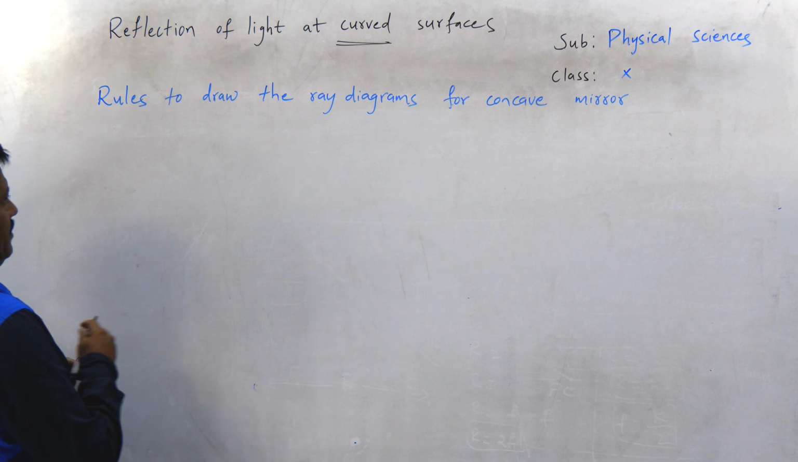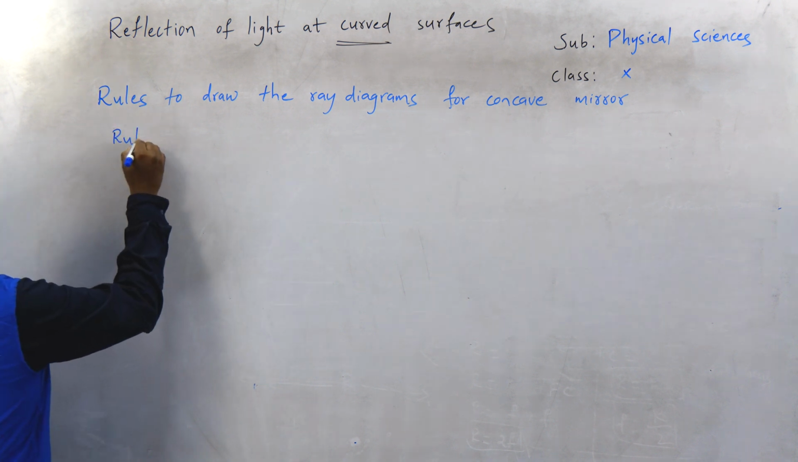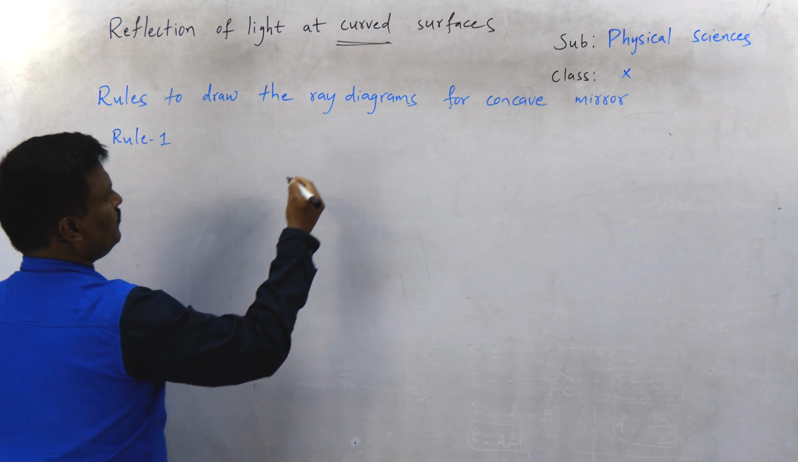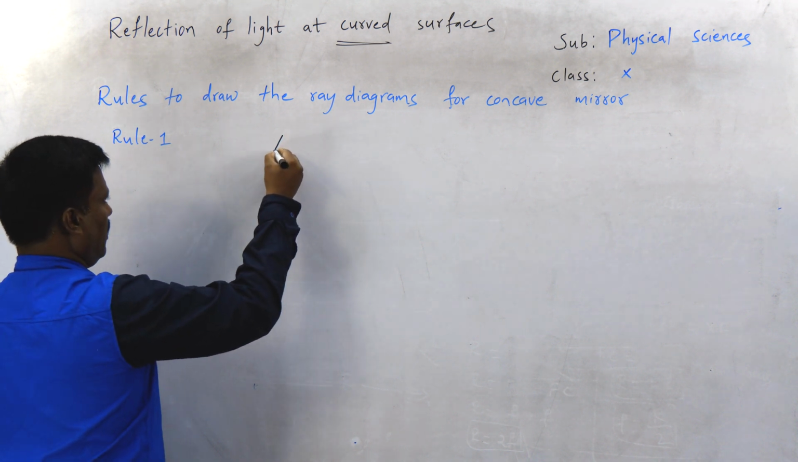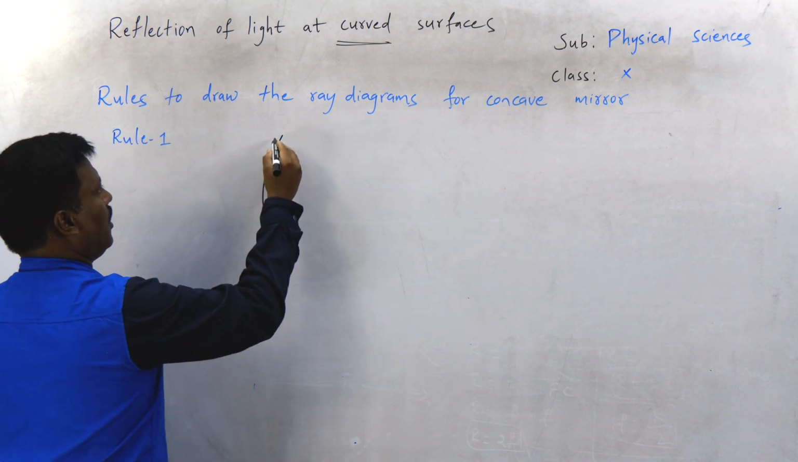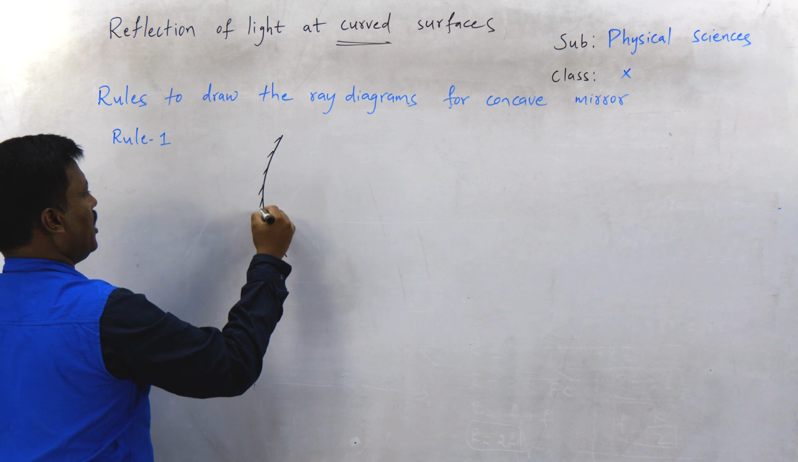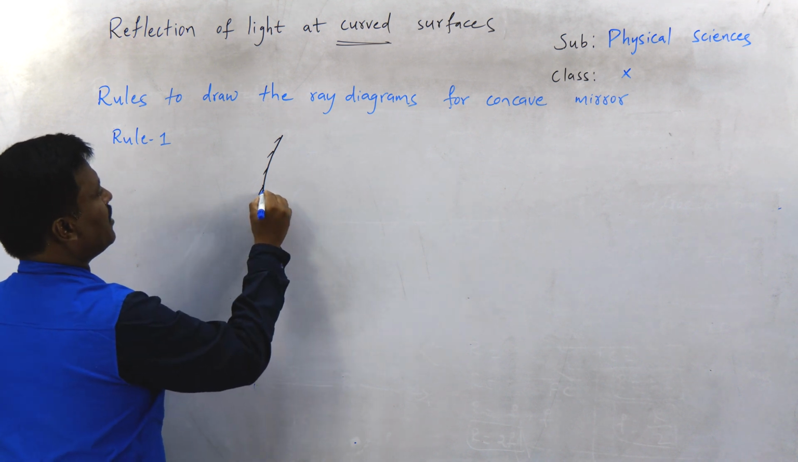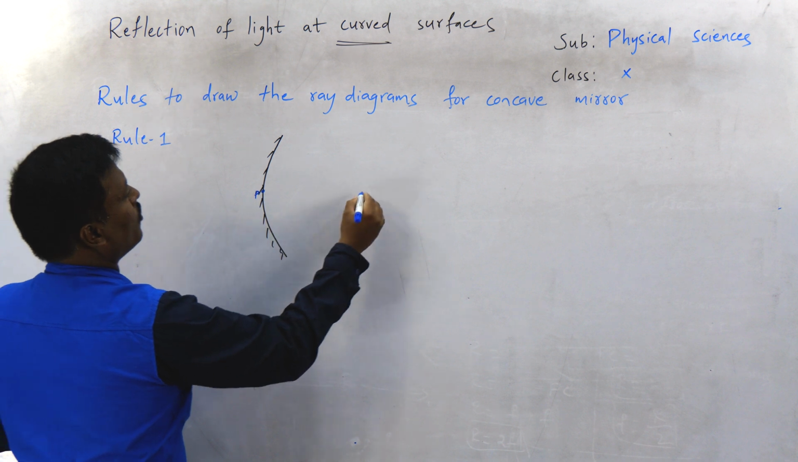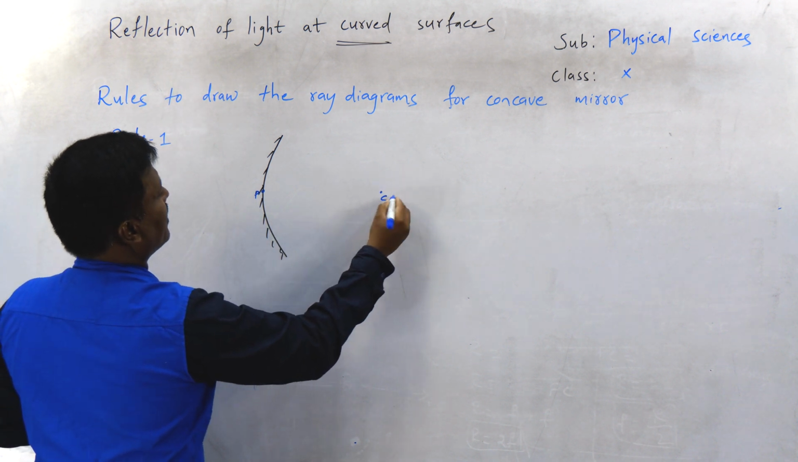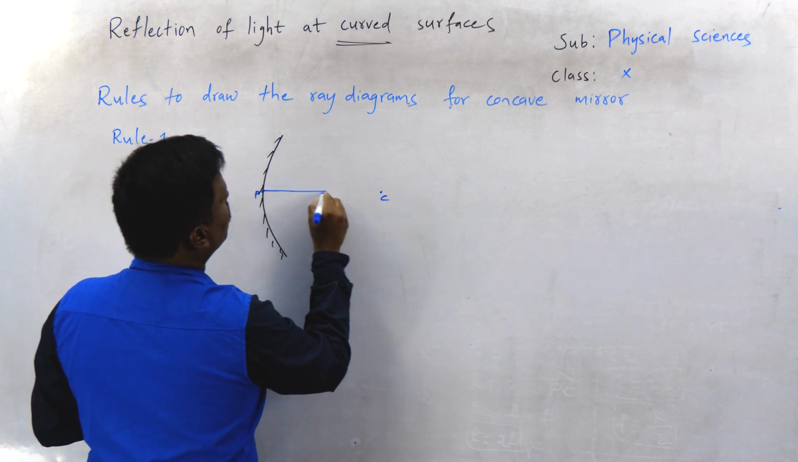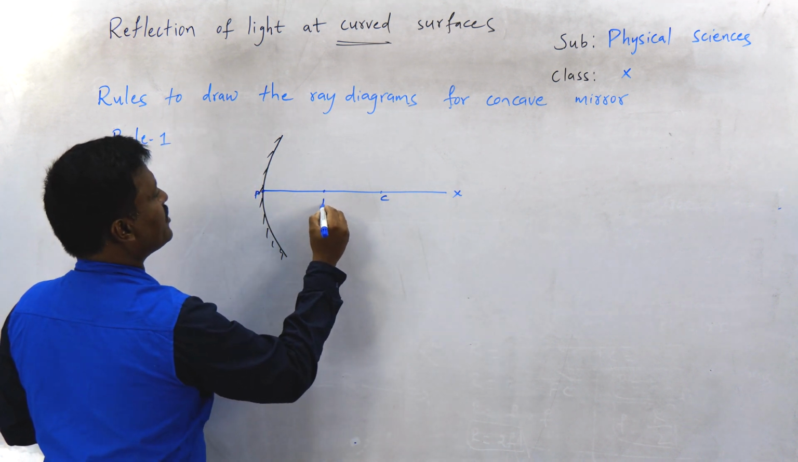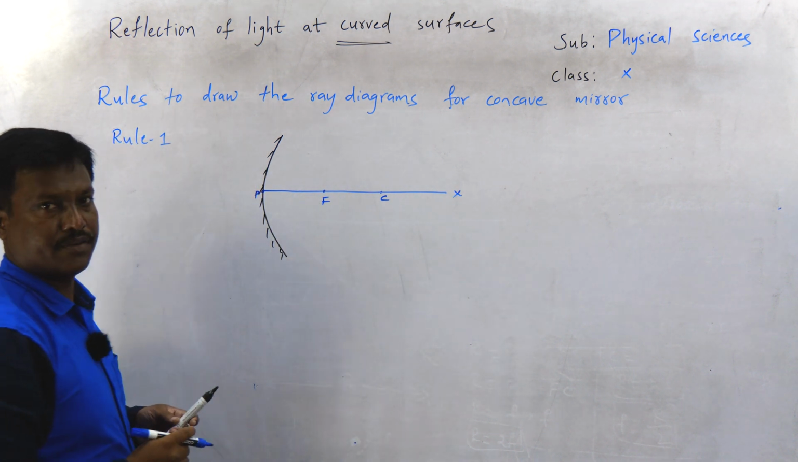Now, rule number 1. So this is a concave mirror, and I placed it this way. This is the midpoint of the mirror, which is called the pole. This is the center of curvature. A line joining the pole and the center of curvature is the principal axis, and this is the principal focus.